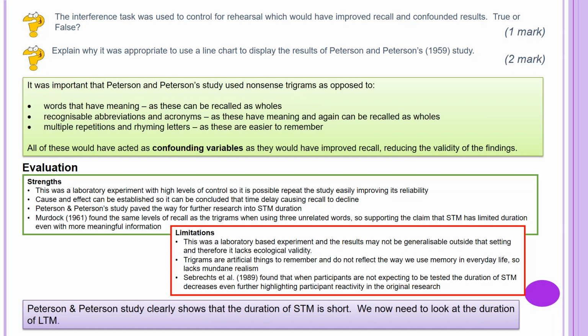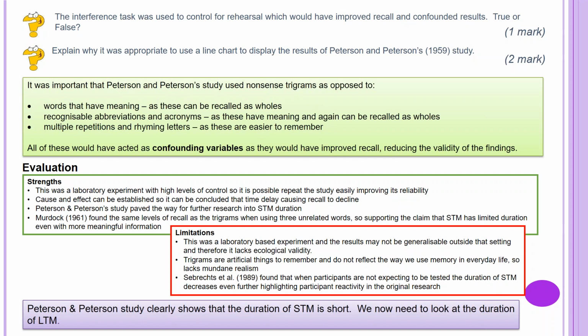Peterson and Peterson's study paved the way for further research into short-term memory duration. Murdock in 1961 found the same levels of recall as the trigrams when using 3 unrelated words, so supporting the claim that short-term memory has limited duration, even with more meaningful information. Limitations. This was a lab-based experiment and the results may not be generalized outside that setting and therefore lacks ecological validity.